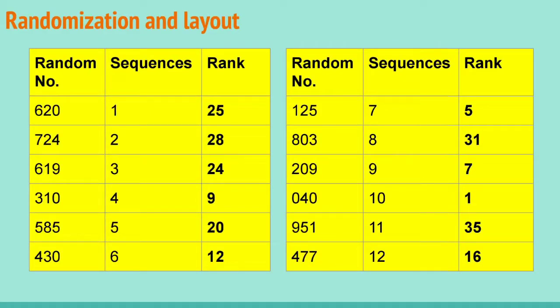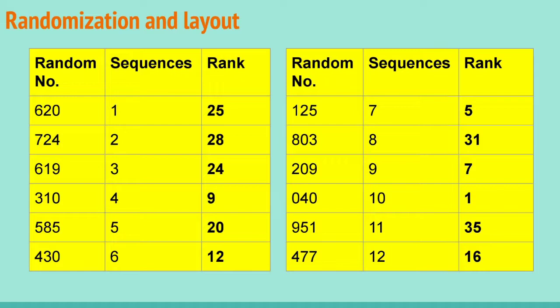So we are here now at the randomization and layout. So how are we going to randomize and lay out this problem? First, we need to identify what is the randomization scheme na atong gamiton. So in this problem, we are going to use the table of random numbers. So from the table of random numbers, we're going to pick 36 ka random numbers.